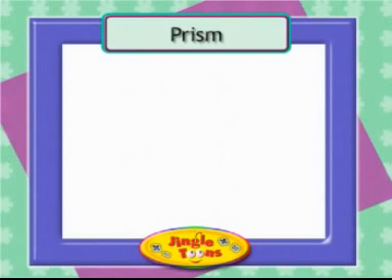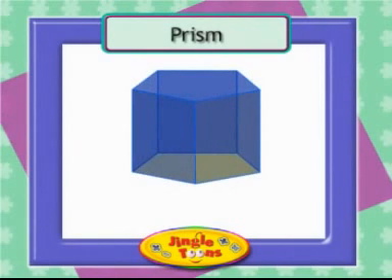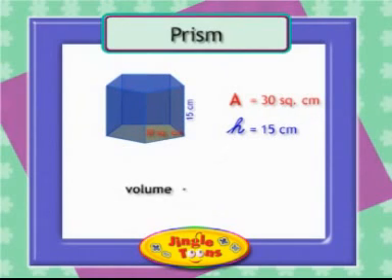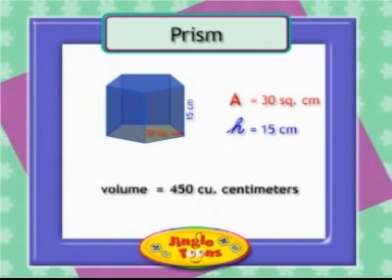Here is an example. For a prism with the base area of 30 square centimeters and the height of 15 centimeters, we will follow the given steps. A is equal to 30, h is equal to 15. The formula is volume is equal to A multiplied by h. So, volume is equal to 30 multiplied by 15. And thus, volume is equal to 450 cubic centimeters.